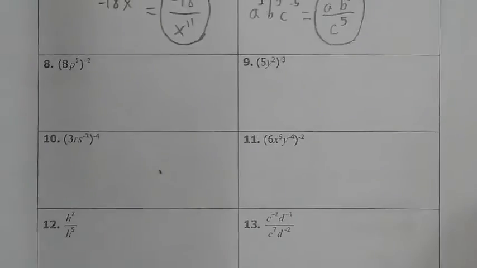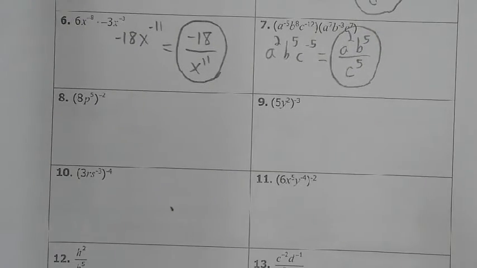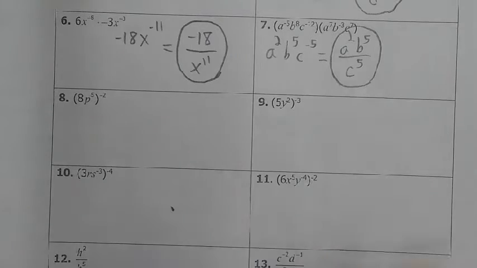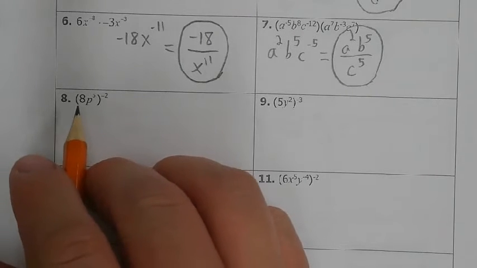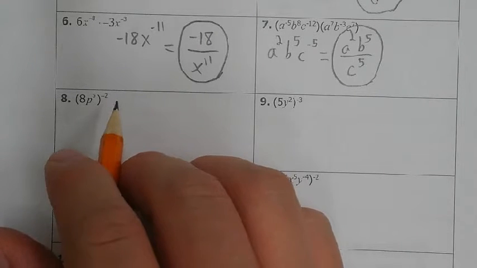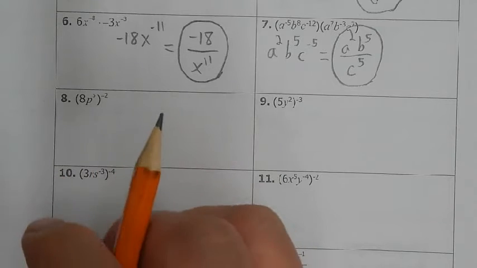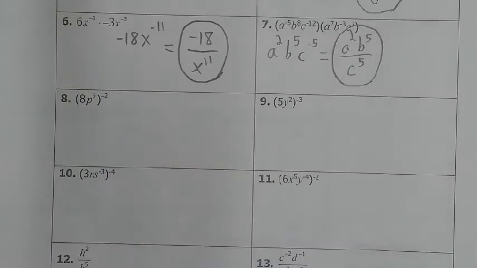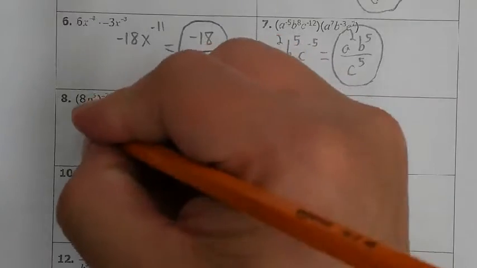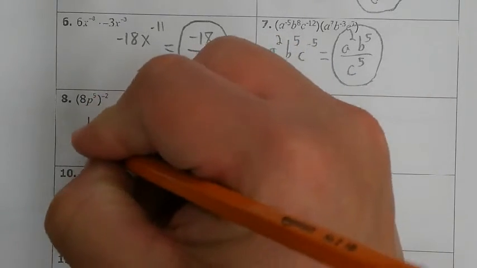Okay. Number 8. This time we have a negative exponent on the outside. So we have to do 8 to the negative second power. Well, what is 8 to the second power? 64. So who's got a guess of what 8 to the negative second power is going to be? 1 over 64. And if you weren't positive, you could put it in Desmos.